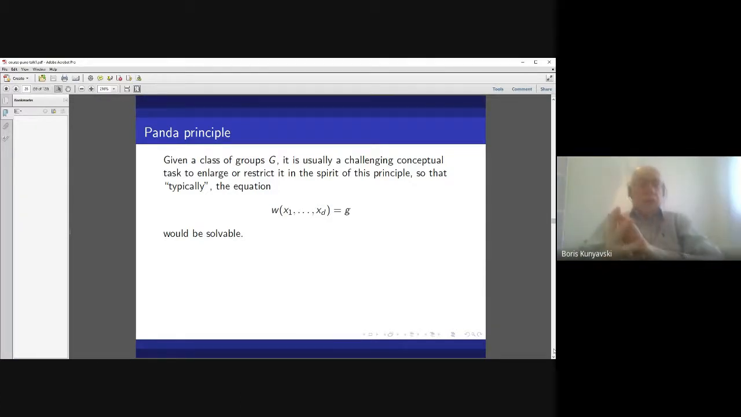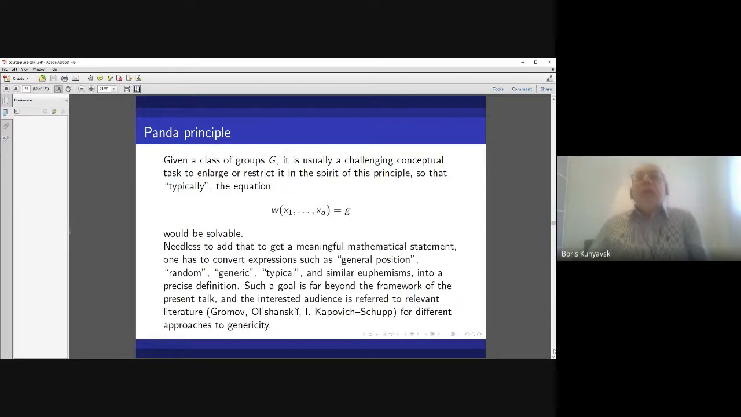We are given a certain class of groups. Usually it's not easy, and conceptually it may be challenging, to produce a more or less precise setup in the spirit of this principle, so that you can give a definite answer: what is typical, what is random, and the equation is typically solvable. I'll try to do this now. Once again, you should not be over-optimistic, and it may be hard.